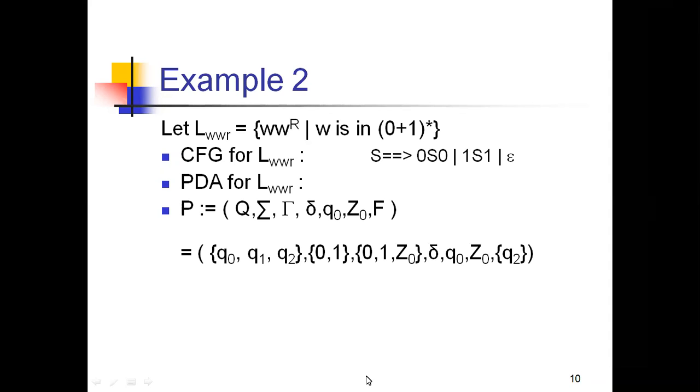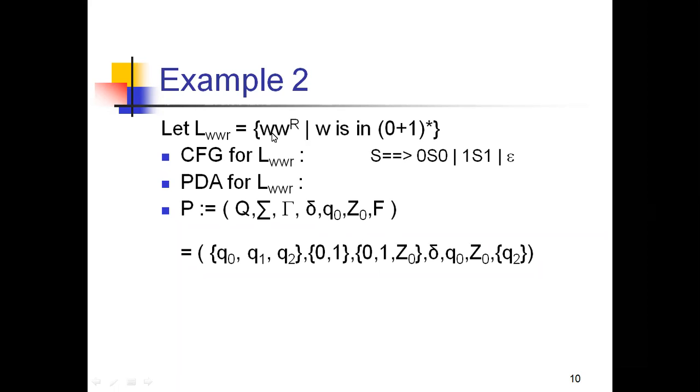And today I'm explaining another example for the construction of the PDA. Let's see what the example is. Here, from the given language, we're constructing the PDA. The given language is WW power R, which means string reversal.